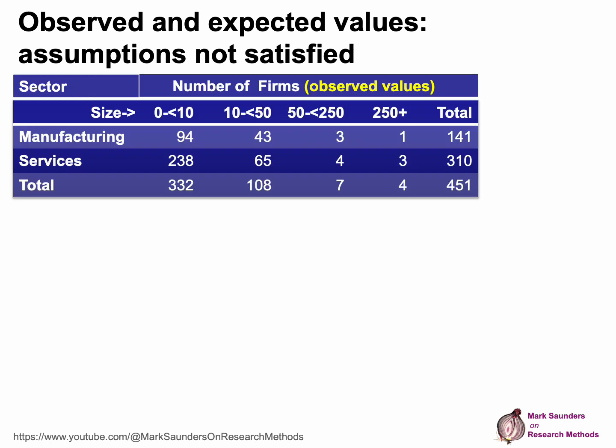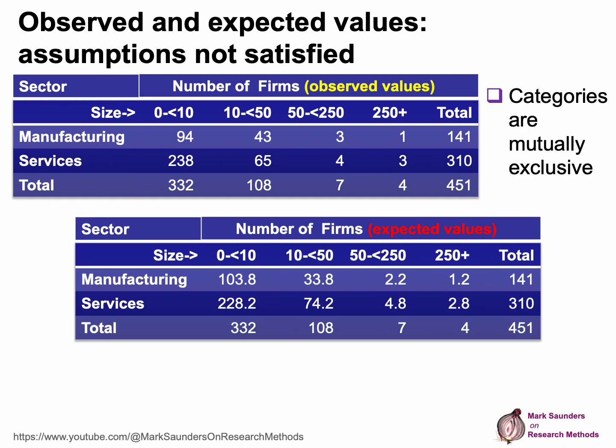Let's now look at observed and expected values for a chi-square table when assumptions are not satisfied. So in this table we have the number of firms by size, so 0 to less than 10 employees, 10 to less than 50 employees, 50 to less than 250 employees, and 250 plus employees, and for two different sectors, manufacturing and services. And this is for a geographical area in a region. So those are our observed values. Let's now look at the expected values.